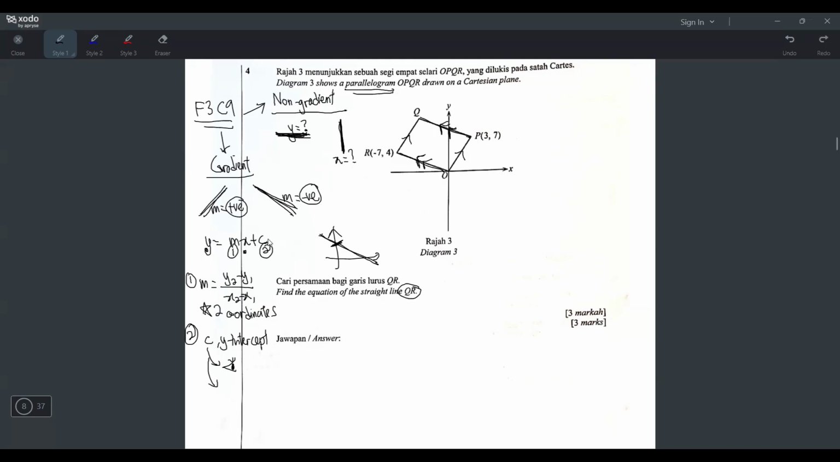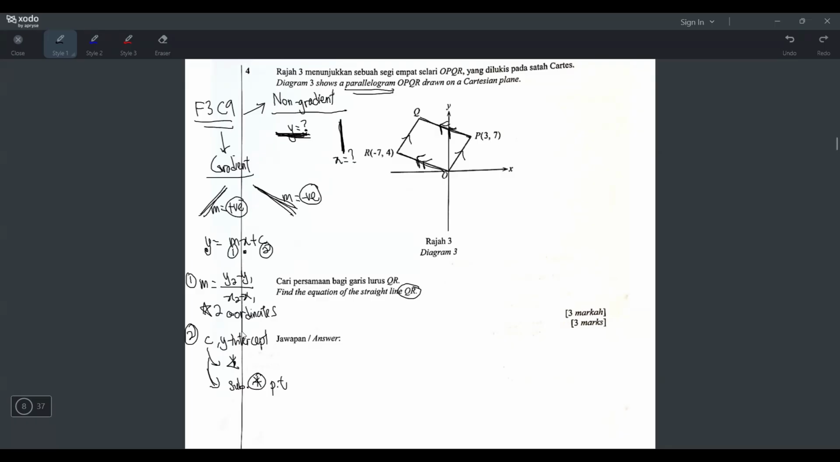But sometimes they never give us. If they never give us, that's when we use our second method. The second method is you have to sub. But I will put a star here and write passes through. So what does this mean?